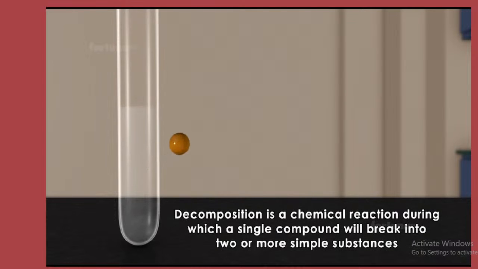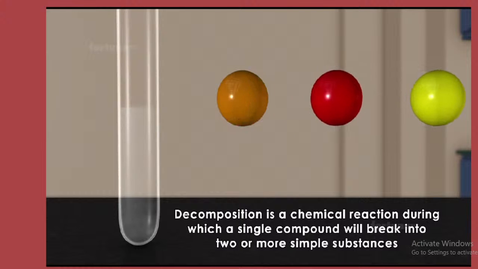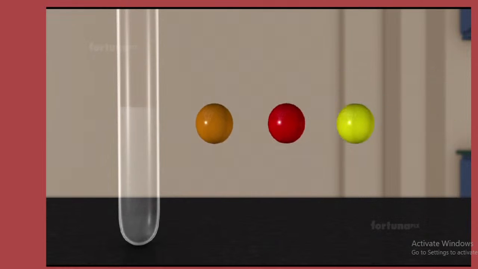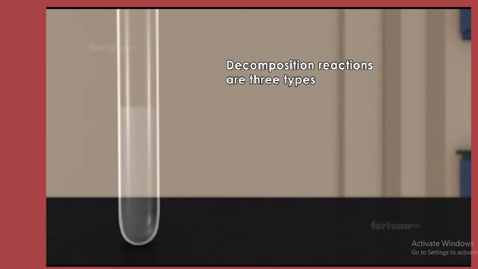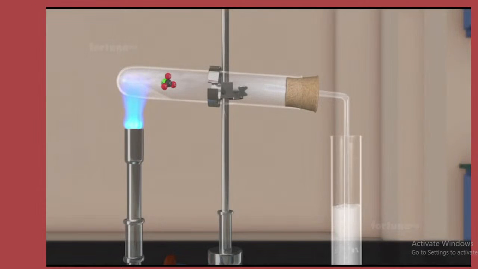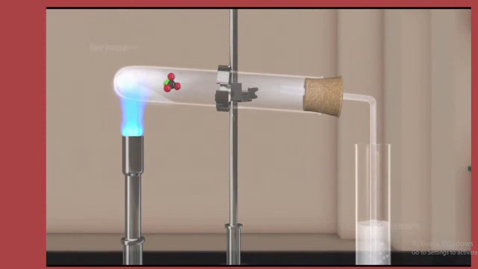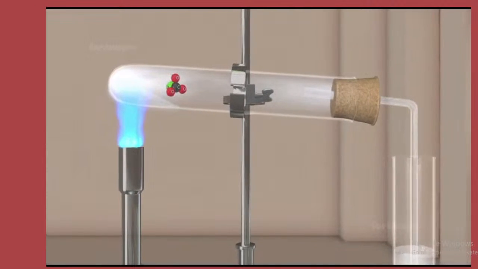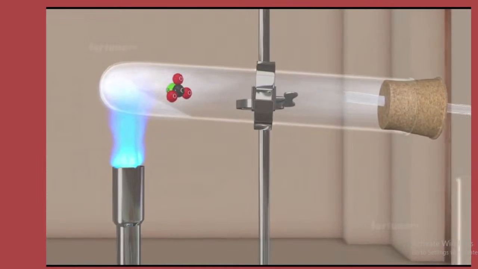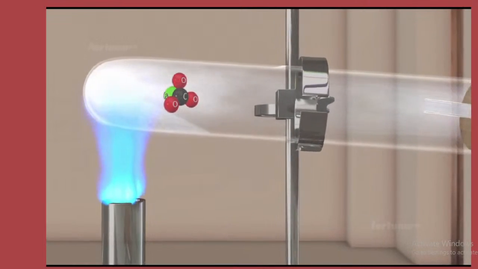Decomposition is a chemical reaction during which a single compound will break into 2 or more simple substances. Decomposition reactions are of 3 types: thermal, electrolytic, or photolytic. Let's take a look at each of the 3 types. During thermal decomposition, a substance will break down into 2 or more substances when heated. The reaction takes in heat to break the bonds of the substances.